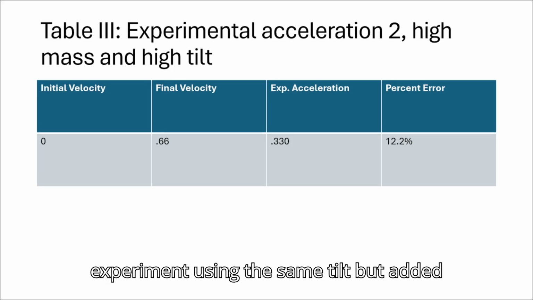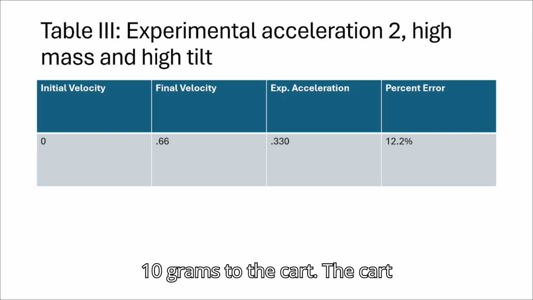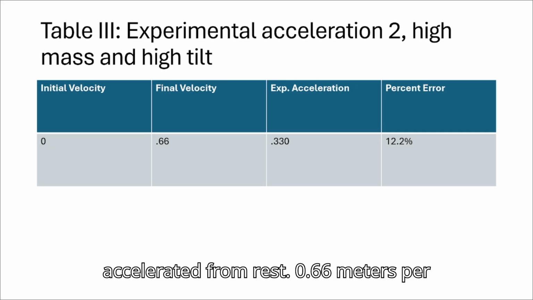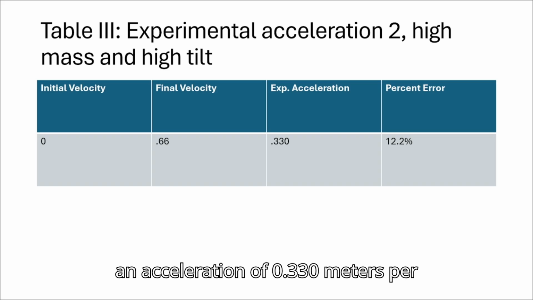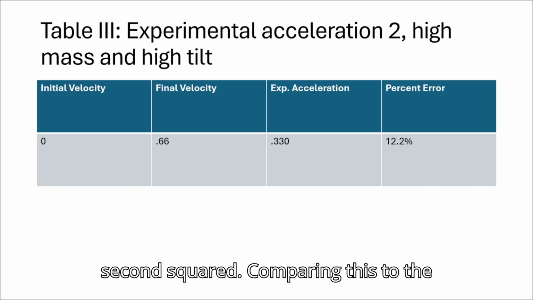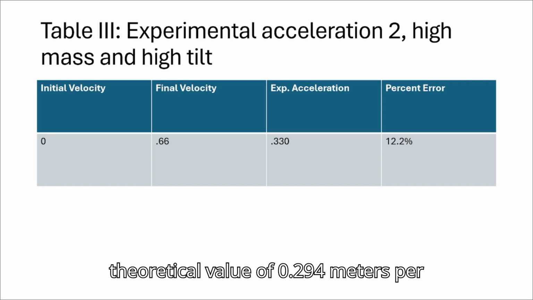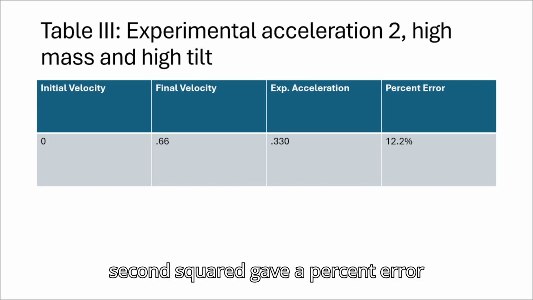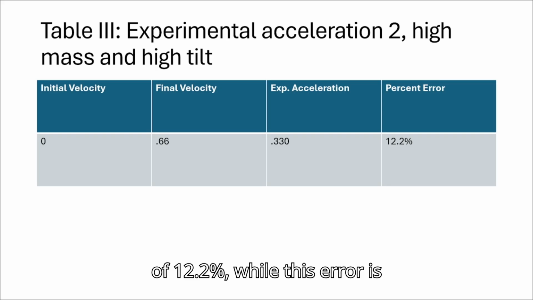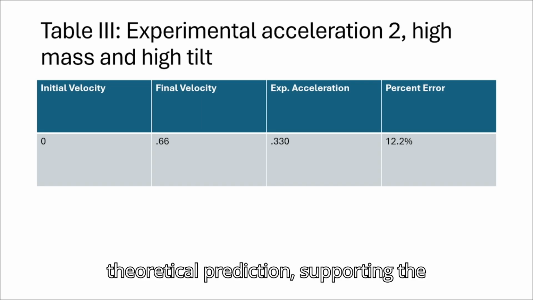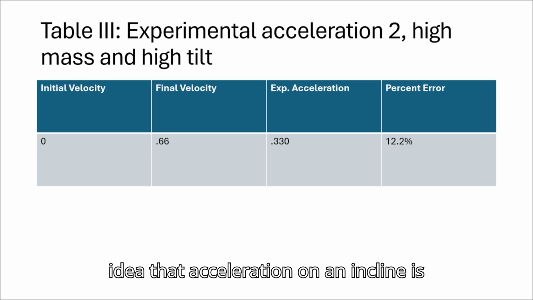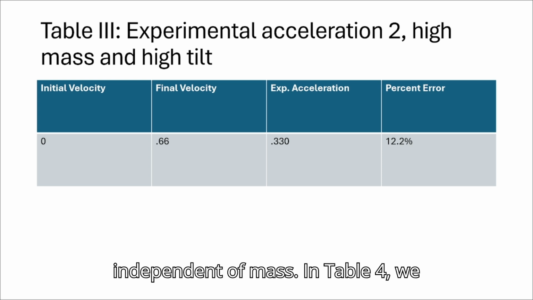For Table 3, we repeated the experiment using the same tilt but added 10 grams to the cart. The cart accelerated from rest to 0.66 meters per second in 2 seconds, resulting in an acceleration of 0.330 meters per second squared. Comparing this to the theoretical value of 0.294 meters per second squared gave a percent error of 12.2%. While this error is larger than in the first run, the acceleration remained close to the theoretical prediction, supporting the idea that acceleration on an incline is independent of mass.